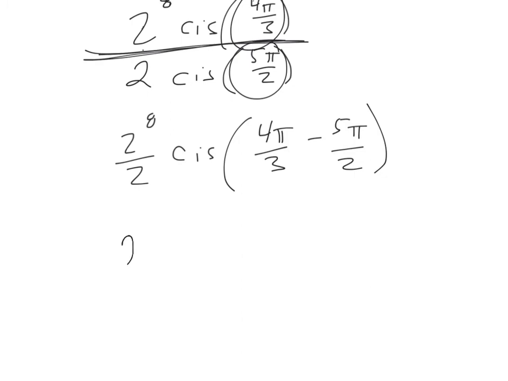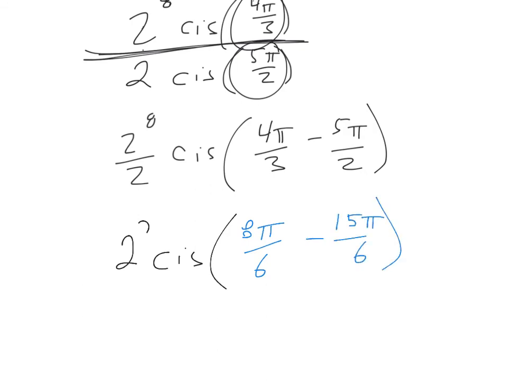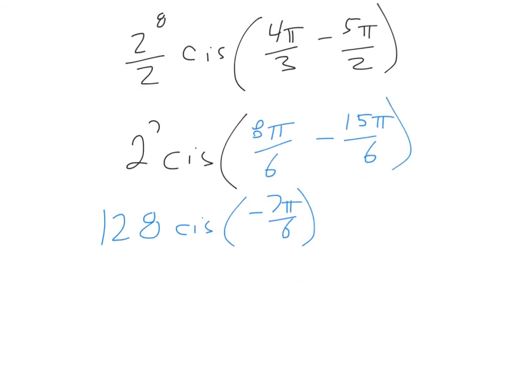This number in the front simplifies down to 2 to the 7th. For this, I'm going to need a common denominator. Looks like I'm going to go back up to sixths. So this will be 8 pi over 6 minus 15 pi over 6. When I do the subtraction, 2 to the 7th is 128, cis -7 pi over 6. And I could be done here.